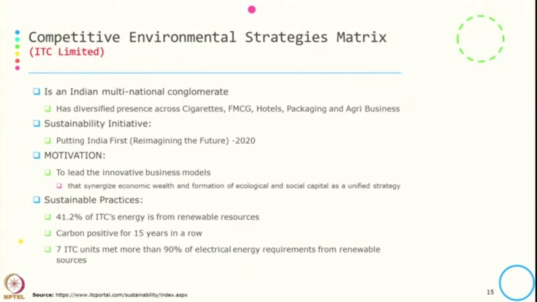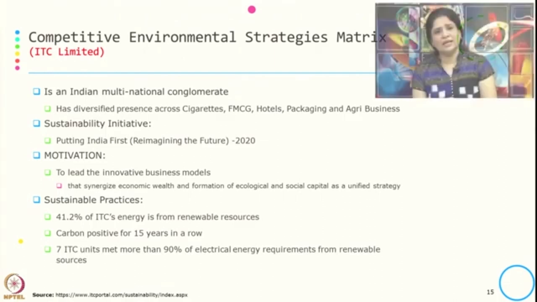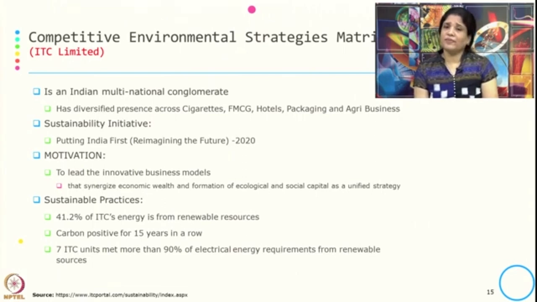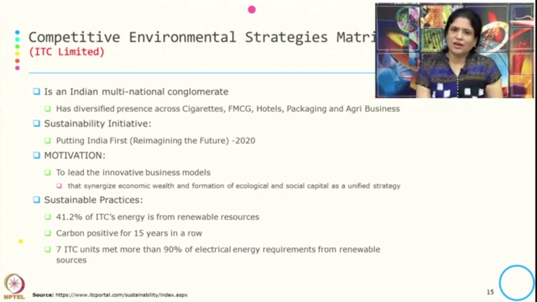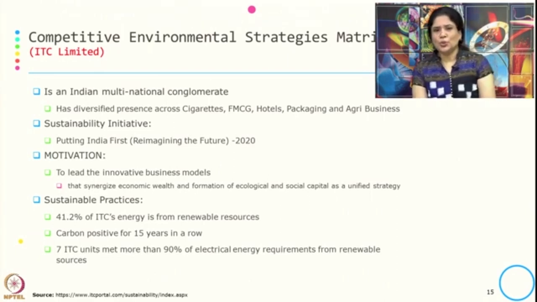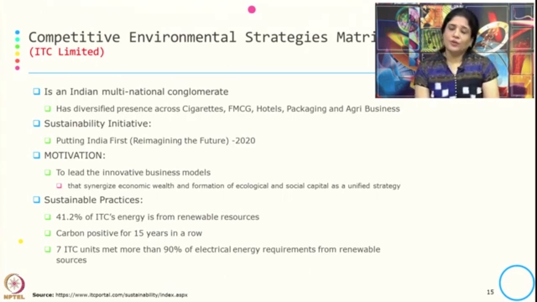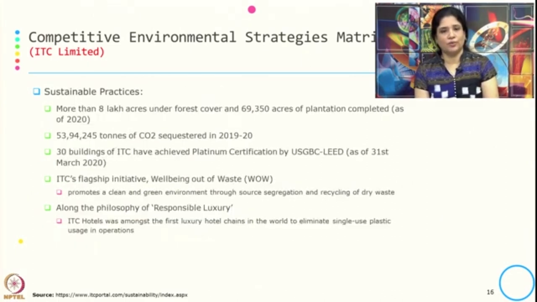This is India's multinational conglomerate and has a diversified presence across cigarettes, FMCG, hotels, packaging and agri business. Their sustainability initiative is Putting India First, with the tag of Reimagining Future 2020, and the motivation is to lead an innovative business model that synergizes economic wealth and the formation of ecological and social capital as a unified strategy. The practices are sourcing raw material and energy from renewable sources, carbon positive for 15 years in a row, and 7 ITC units met more than 90% of their electrical energy requirement from renewable sources.